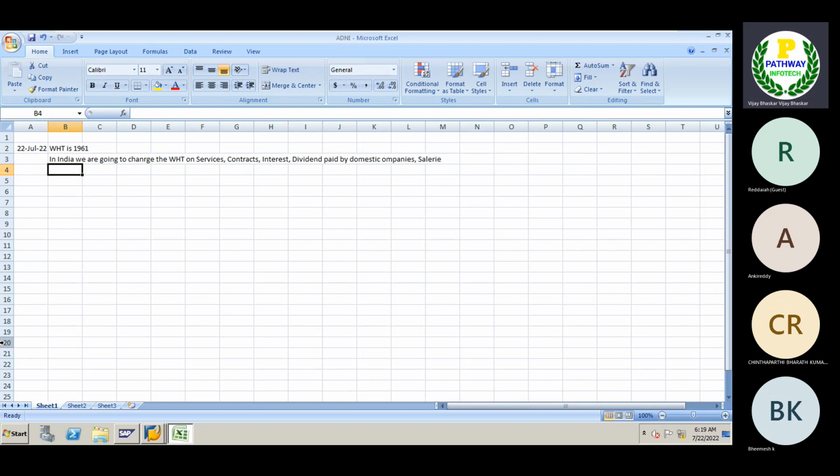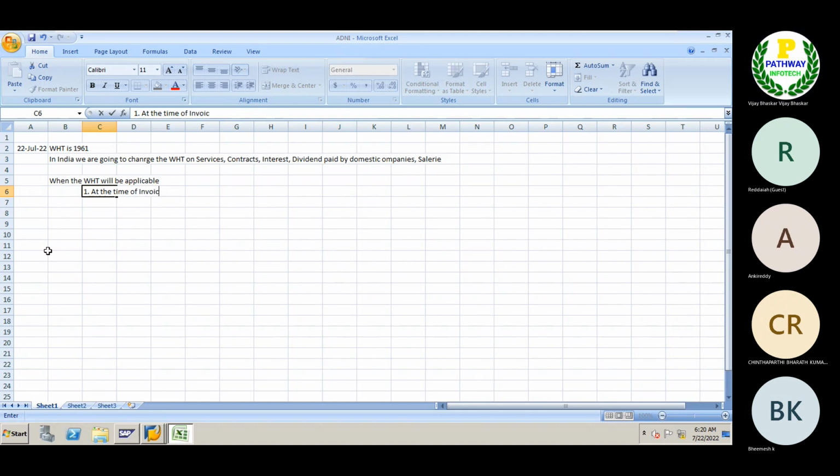If we have the PAN card, we straightforwardly deduct as per the slab the person is applicable to. If we do not have the PAN card, we straightforwardly deduct 20% on the invoice. And when will the TDS or withholding tax be applicable? Condition number one, I think you are already aware of this: at the time of invoice received, or at the time of advance payment. Remember, whichever is earlier.